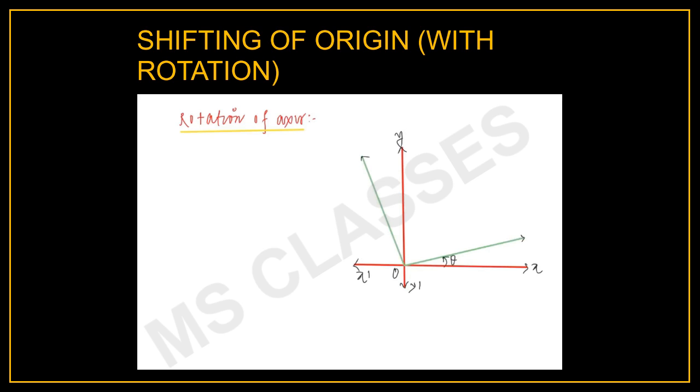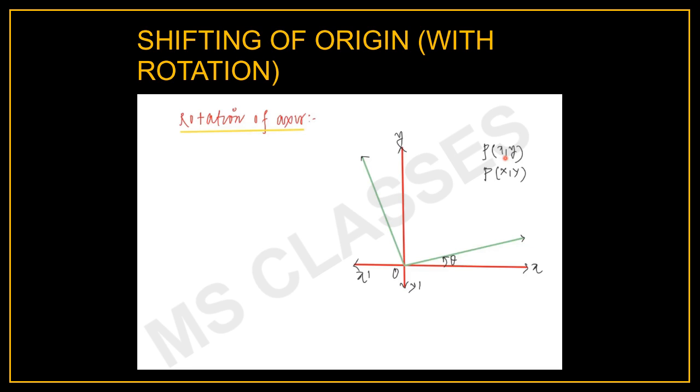When the axis is rotated, there will be a point P, which was initially the point x comma y with respect to the original coordinate system, and after it has been rotated, the point P becomes capital X comma capital Y. Here we have to find what the relation is. So here we take the help of complex numbers. Then it will be easy for us to understand.